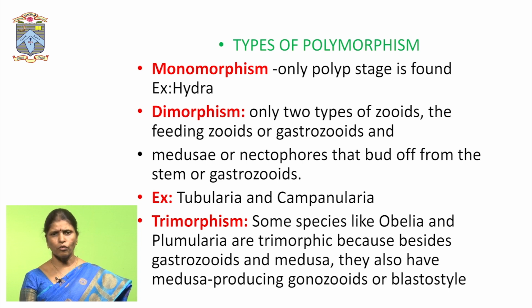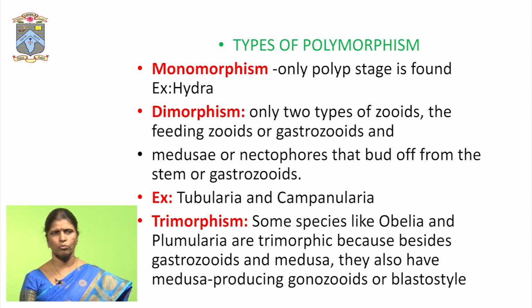The second one is dimorphism. If two types of individuals or two forms of individuals exist, then such morphism is called dimorphism. The feeding zooids are called gastrozooids, which are an example of polyp form. The second form in dimorphic animals is the medusoid form. For example, nectophores are one of the medusoid forms. They are for reproduction purposes.